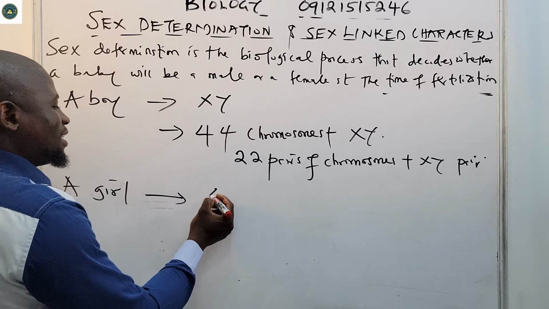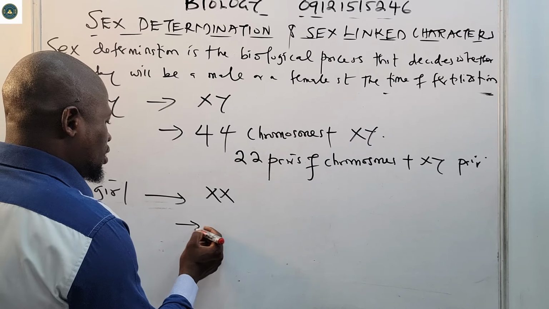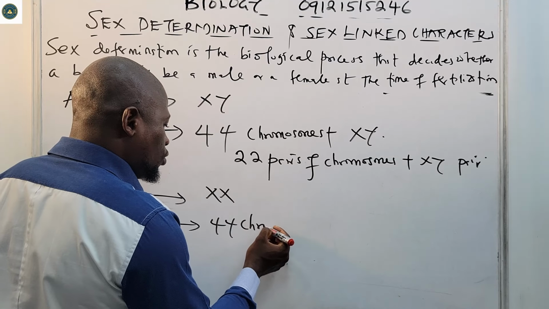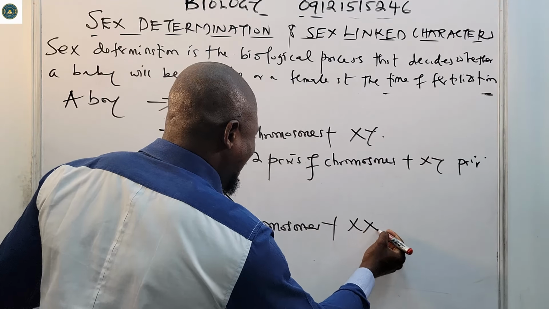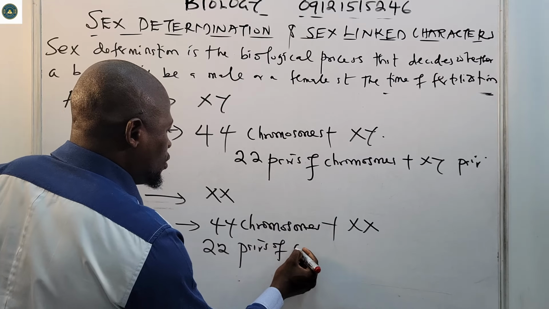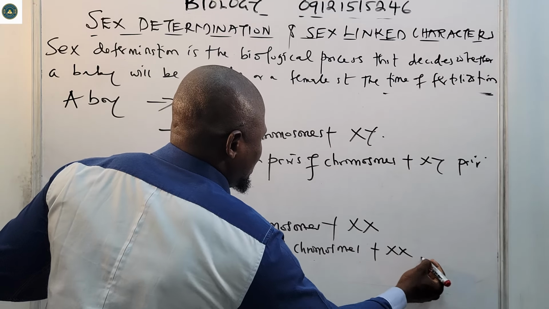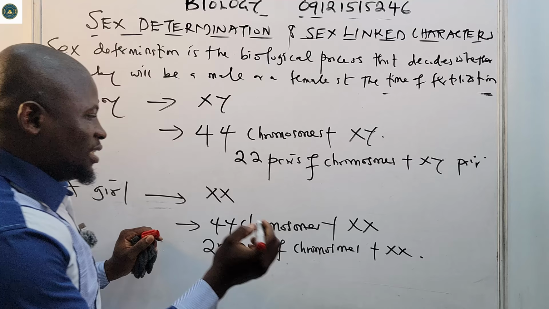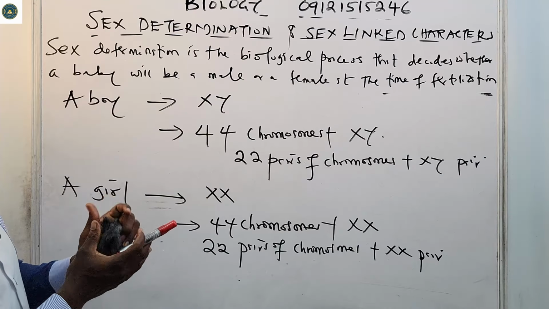We are going to have an XX pair. This means that in a girl we have 44 chromosomes, then plus XX. Or you say 22 pairs of chromosomes, plus XX. Either way you put it is very correct.